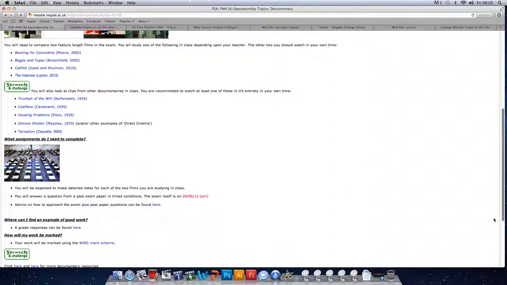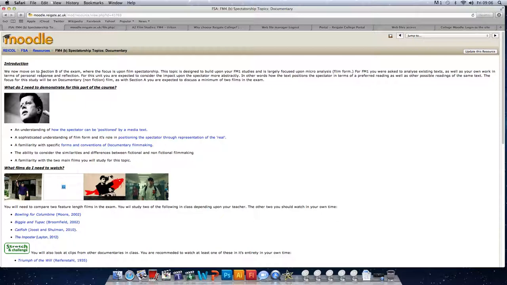So if you look at the introduction first, the focus on section B is on spectatorship. Okay, so the idea is we're looking at how the spectator responds to film. So looking at that as an abstract concept rather than personal response, which is the focus for AS. So understanding our preferred, negotiated, oppositional readings is important. And also understanding about documentary as a form of filmmaking. So an understanding of how the spectator can be positioned via media text. This is the sort of encoding, decoding stuff that we looked at in class.